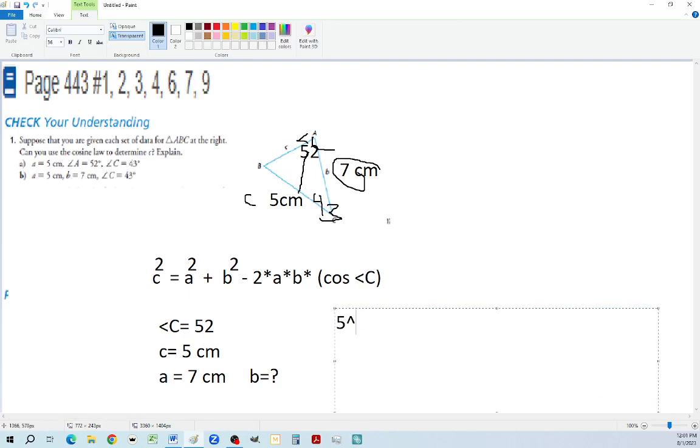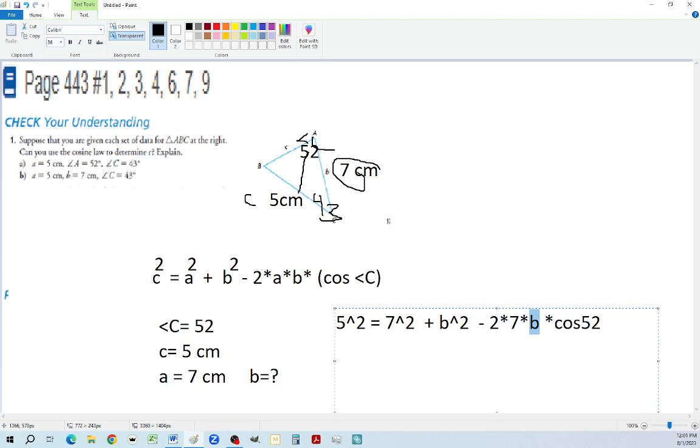So now if I fill this in, it's 5 squared is equal to a missing A squared, 7 squared, plus a missing B squared, minus 2 times A times a missing B again, times cos of 52. That's insane because now I have to do a quadratic equation to solve this, because I've got a missing B squared here and a missing B there. This is a stupid first question.